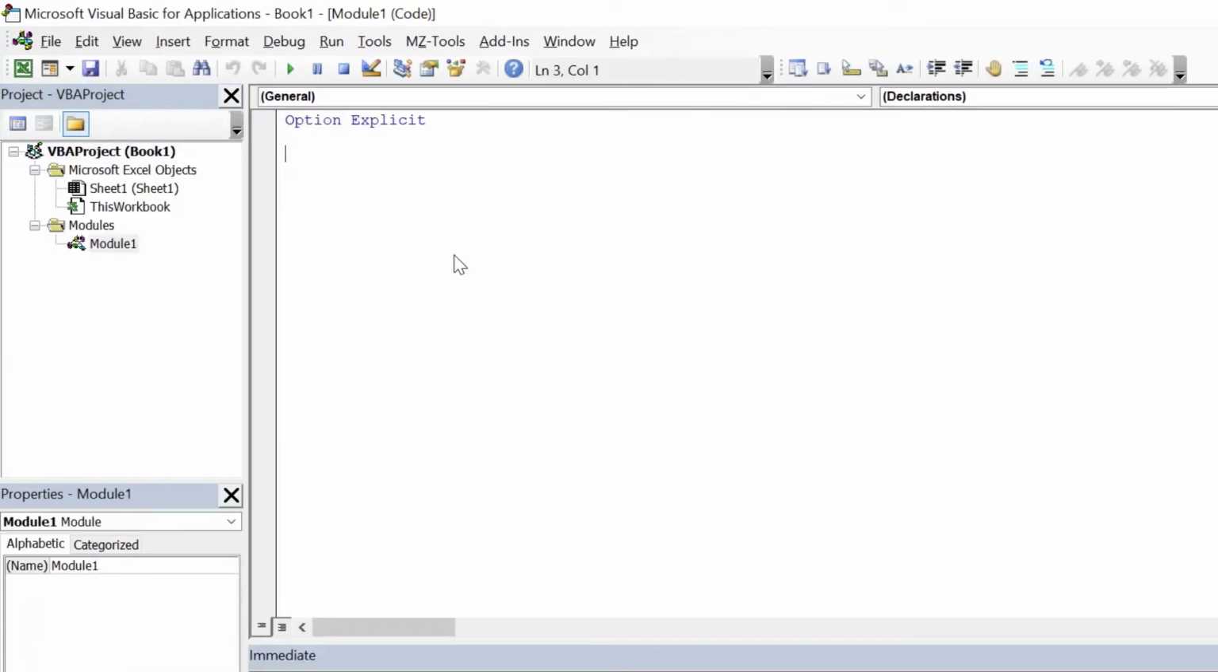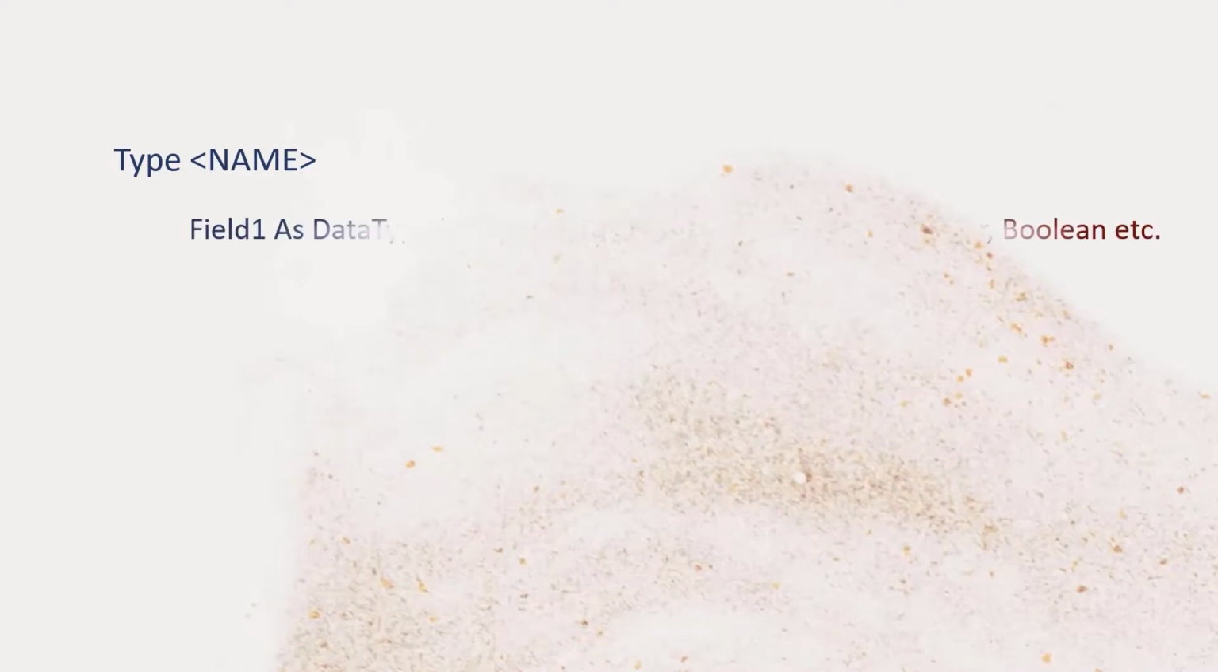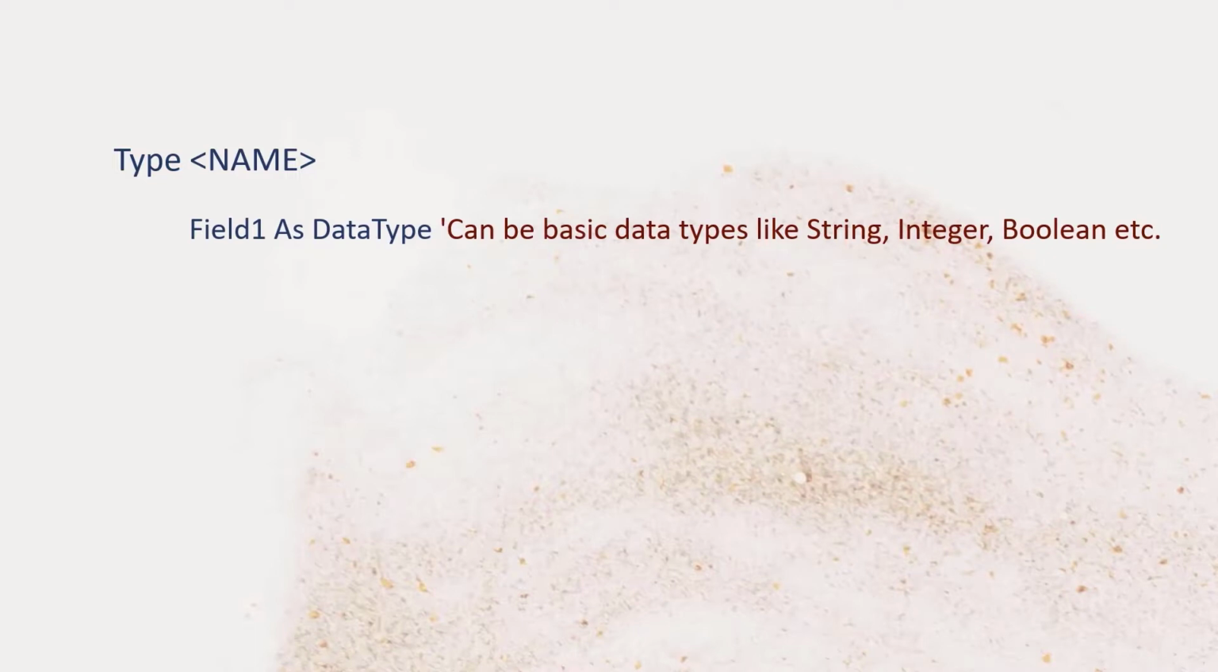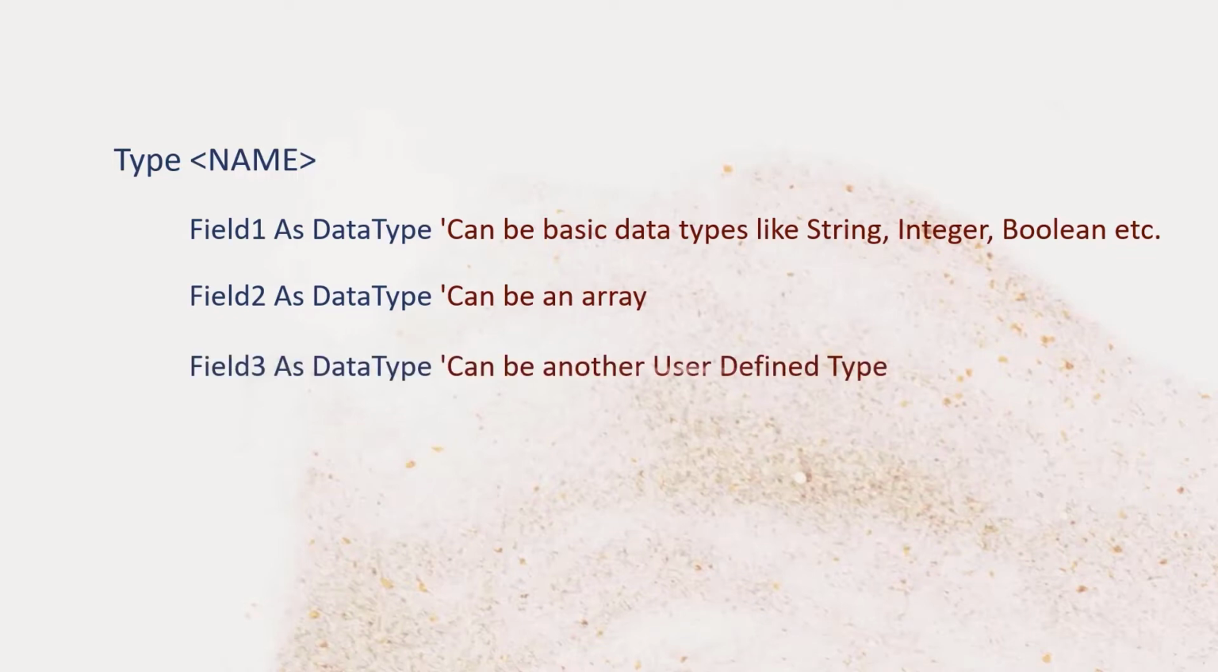A type is a collection of variables or fields. You can create a user-defined type using the type statement. The syntax is type name, field 1 as data type. This can be a basic data type like string, integer, boolean, etc. Field 2 as data type. This can be an array. Field 3 as data type can be another user-defined type, and so on.